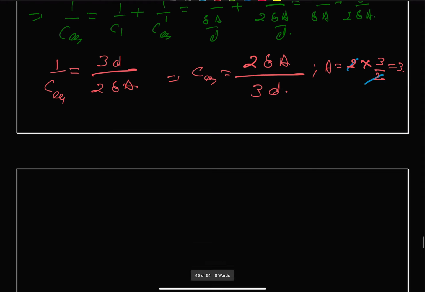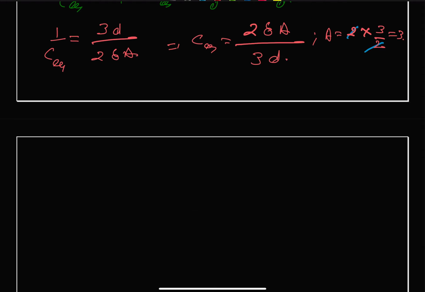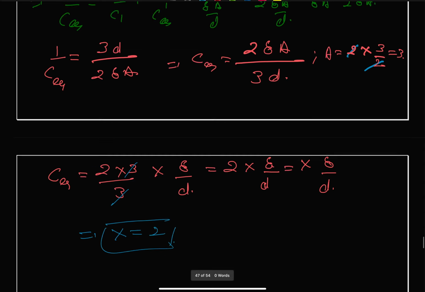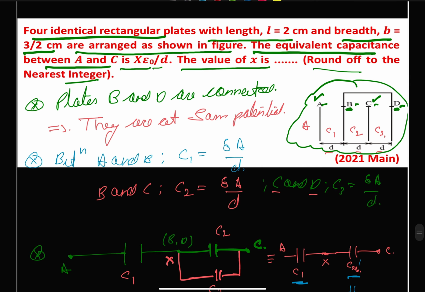So we can say that our C equivalent is equal to, this comes as area is 2 multiplied by 3 divided by 3, and we are having this as epsilon naught upon D. 3 and 3 cancel out, so this comes as 2 multiplied by epsilon naught upon D, which is given as X epsilon naught upon D. Therefore we can say the value of X is equal to 2. The value of X is 2. Next question.